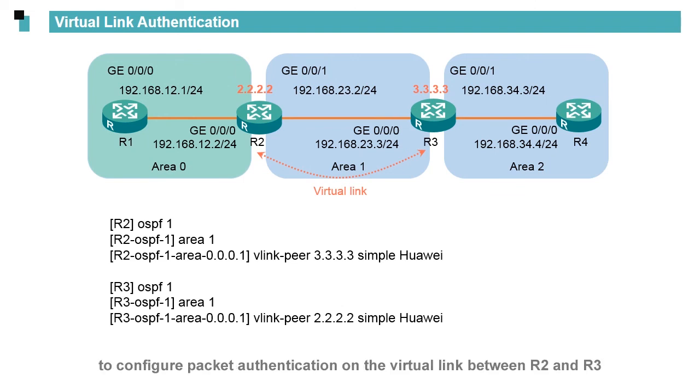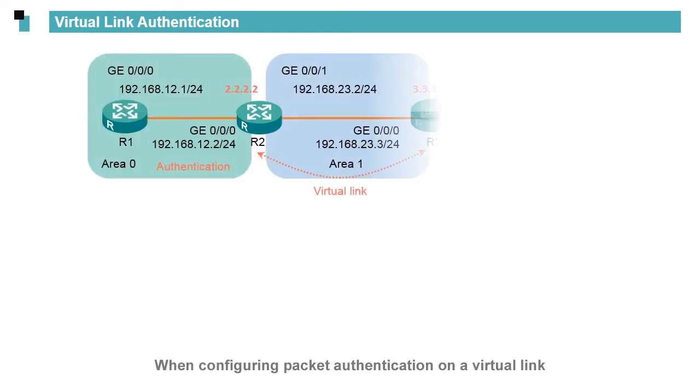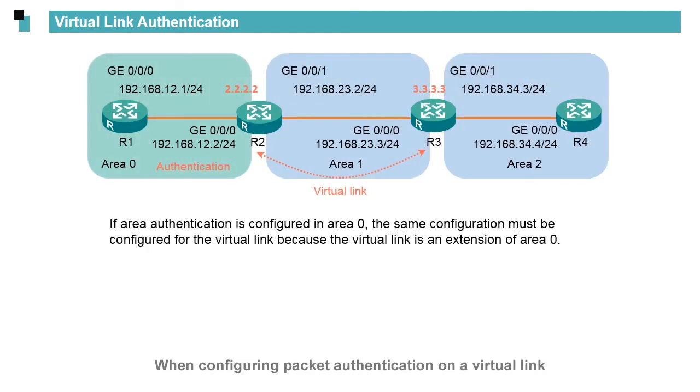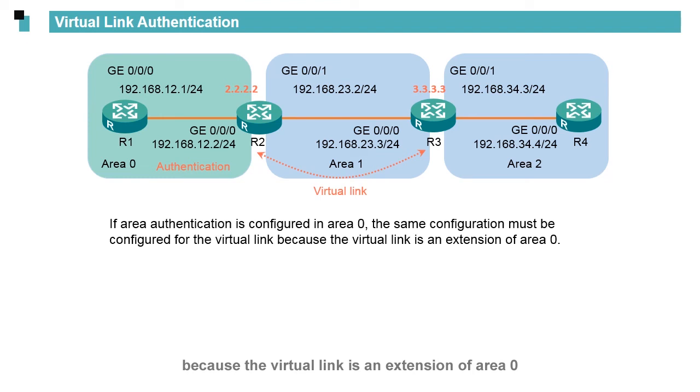For example, to configure packet authentication on the virtual link between R2 and R3, run the vlink peer command and specify the authentication mode and password. When configuring packet authentication on the virtual link, pay attention to the following point. If area authentication is configured in Area 0, the same configuration must be performed for the virtual link because the virtual link is an extension of Area 0.